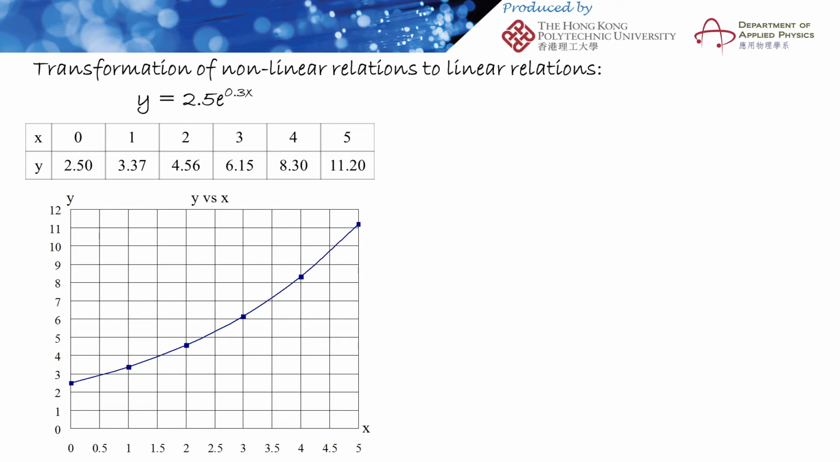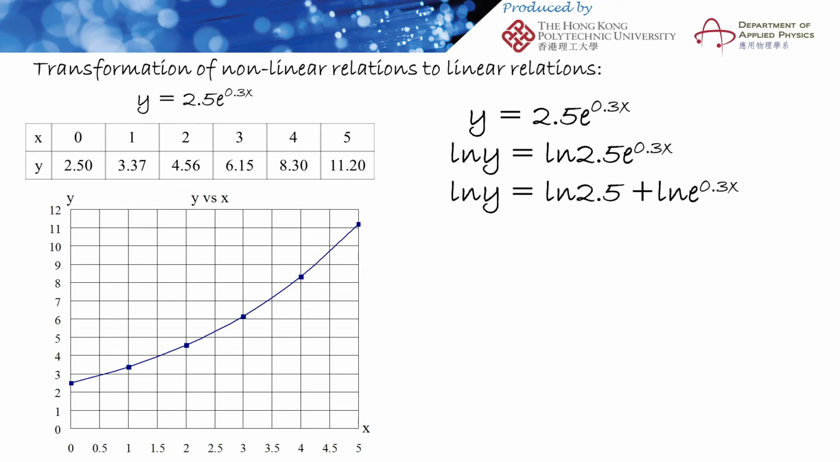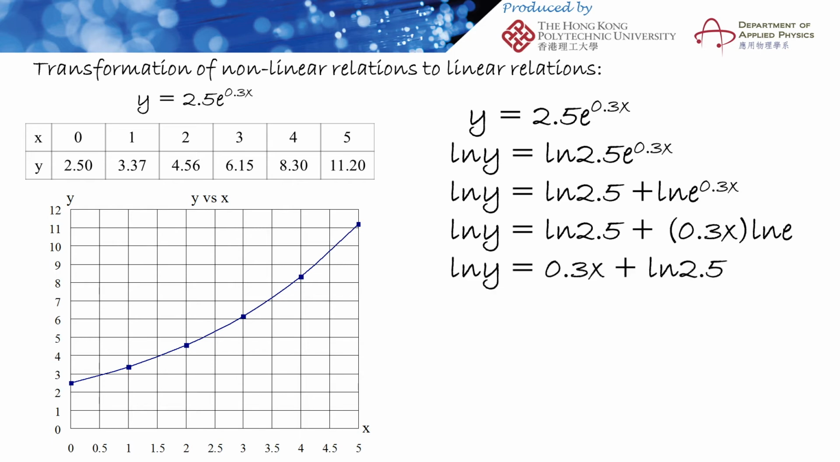So we take natural log on both sides of the equation. At this time, 2.5 and e to the power 0.3x are multiplied together. So we apply the product rule of logarithms. Therefore, the natural log of y will change to the natural log 2.5 plus natural log e to the power 0.3x. And the power 0.3x can move in front of the natural log e. Natural log e is equal to 1, so we can simplify the equation in this way.